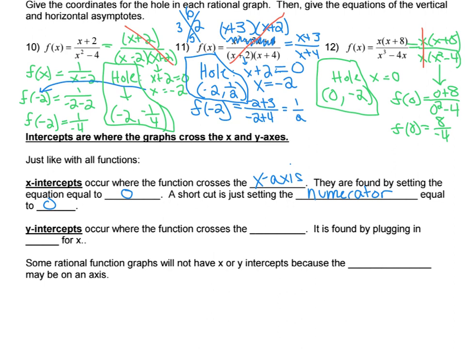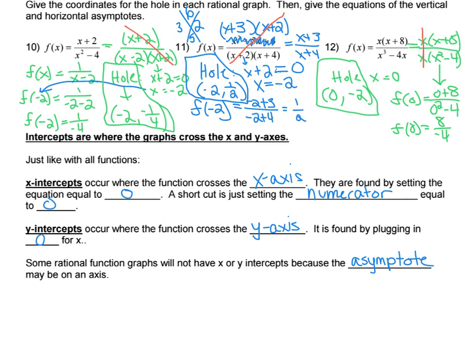Y-intercepts we're also familiar with. It's where the function crosses the y-axis. And these are a little bit more difficult, but not all that bad. They're just found by plugging in 0 for any x in your rational. Some rational function graphs will not have x or y intercepts because of the asymptotes. So be careful with that. If your asymptote is at the x or y axis, meaning y equals 0 is your horizontal asymptote, or x equals 0 is your vertical asymptote, be careful. Those are not x or y intercepts anymore.